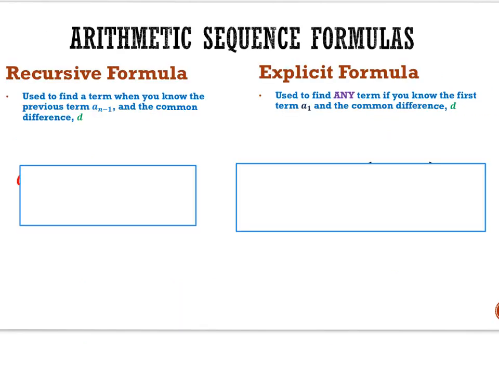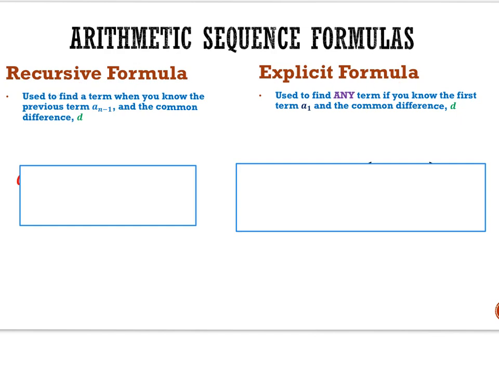All right, and so now that we can identify an arithmetic sequence based on whether we're adding something to it or subtracting it, we're going to be able to define two formulas. So we have two formulas here that correspond to arithmetic sequences. The first one is what we call a recursive formula, and the second one is what we call an explicit formula.